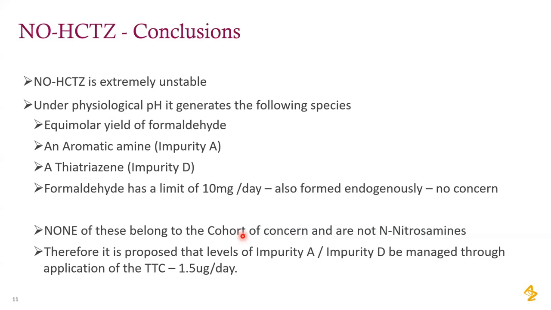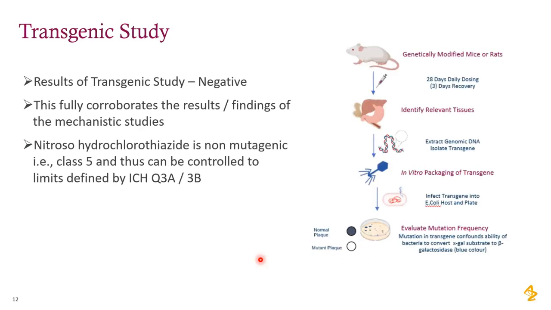So on the basis of that, at least in terms of the impurities that we do see, impurity A and impurity D would effectively, in our view, be managed under the TTC at 1.5 micrograms per day. And just to bring some symmetry and conclusion to all of this, the mechanisms and the studies show that we don't generate the diazonium ion that would be of concern. This is mirrored in the transgenic study, where we now have a clear negative. This fully corroborates the results and the findings of the mechanistic study.